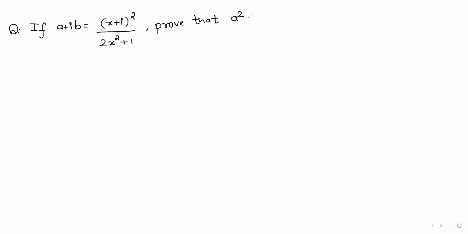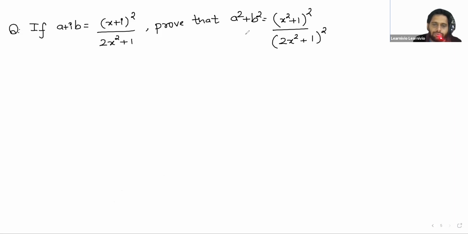Then please try this question. This question is in your NCERT. If (a plus iota b) is equal to (x plus iota) whole square by 2x square plus 1, prove that a square plus b square equals the required expression. Okay, so please try this question by the same method.